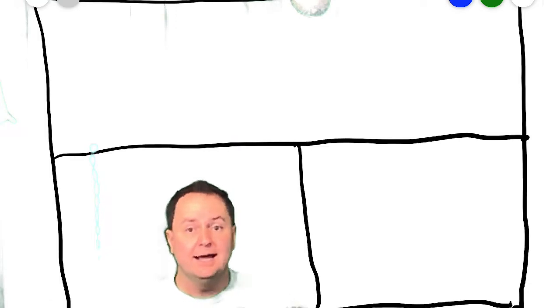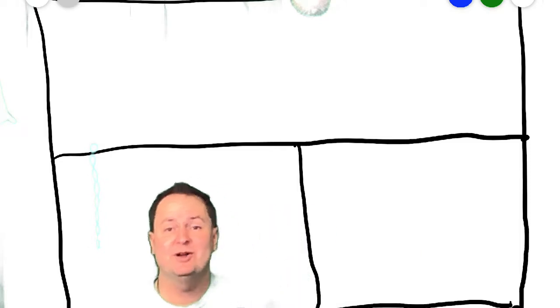I'm going to have you go ahead and draw us a little square like this. Remember, you've got the top part, and then you've got the two small parts here.